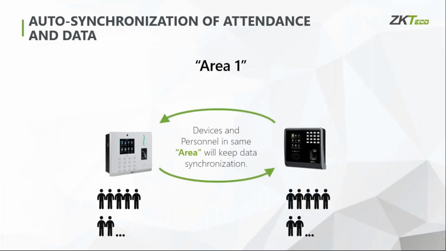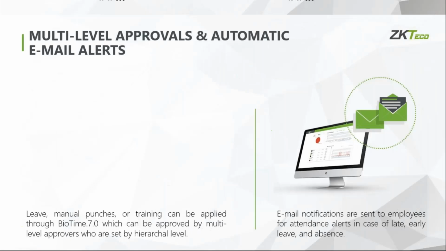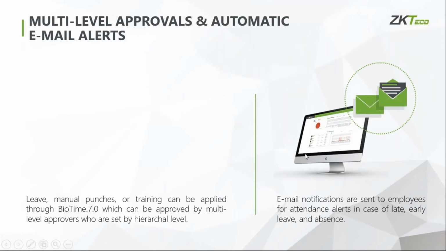So next we will be doing the multi-level approvals. Here you can see the level of approvals which you set in BioTime 7.0. In each department there will be an approver. So you can create one approver or multiple approvers for each department. There will be automatic emails in case of attendance exceptions. So let's move to the software part.